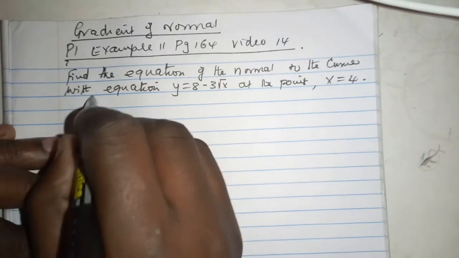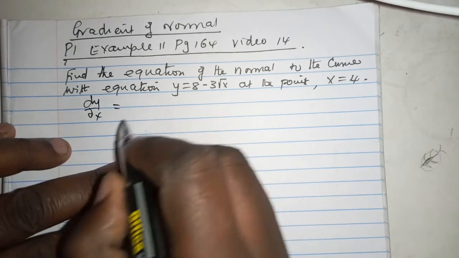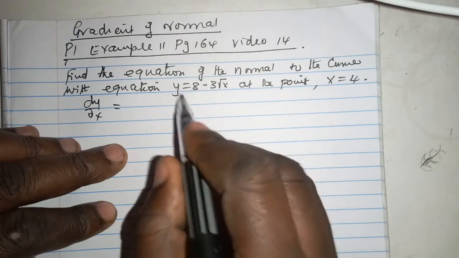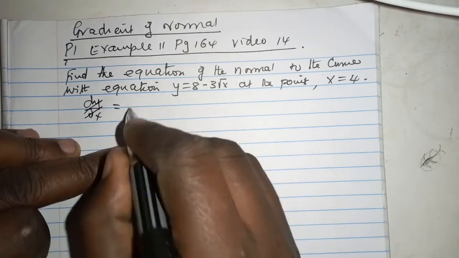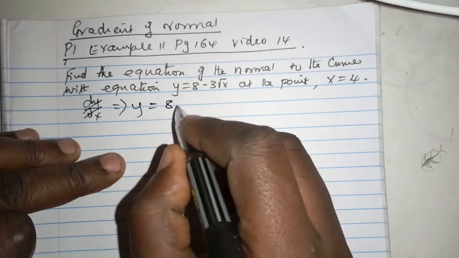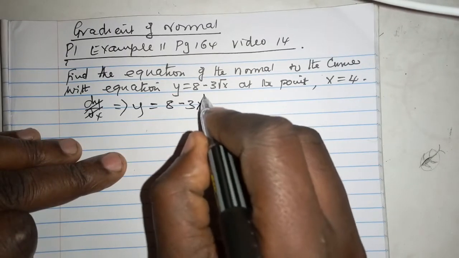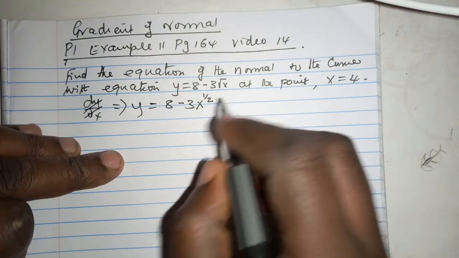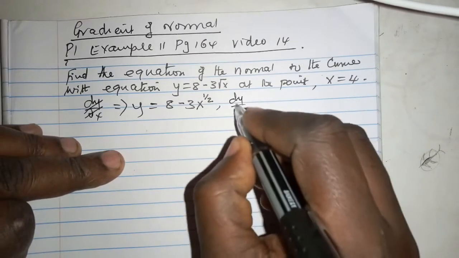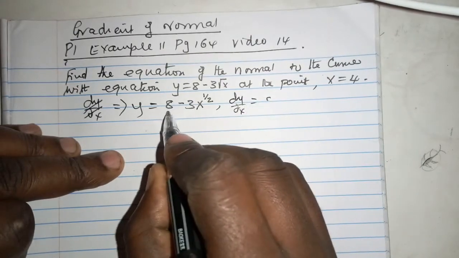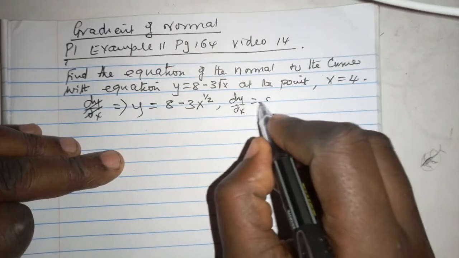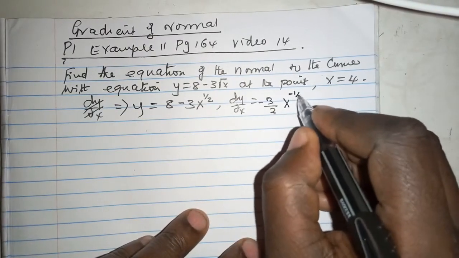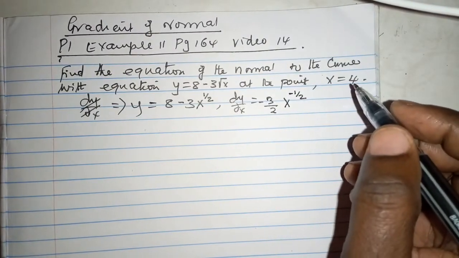But let's start with dy dx. Before we even go to the dy dx, we need to clean up a little bit of this equation. Let's write y equals 8 minus 3x to the power of a half. And what this gives us is dy dx, where 8 is a constant, it dies, and we get negative 3 over 2 x to the negative a half. That is the dy dx.